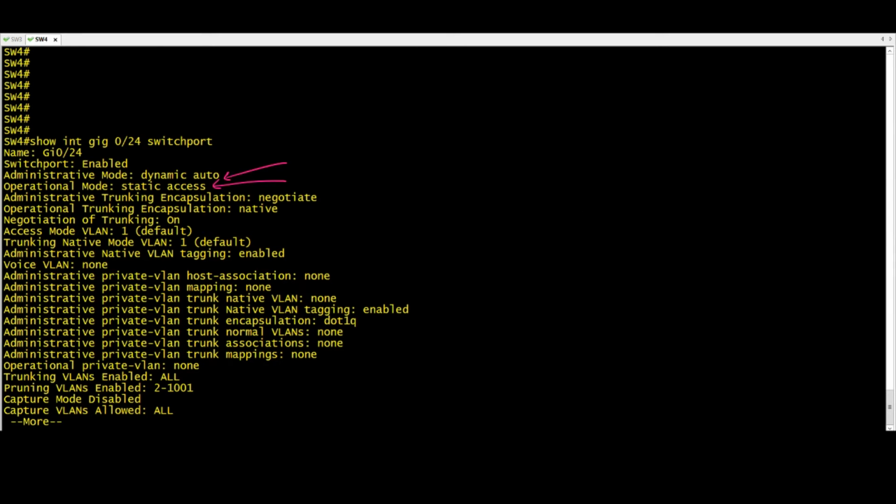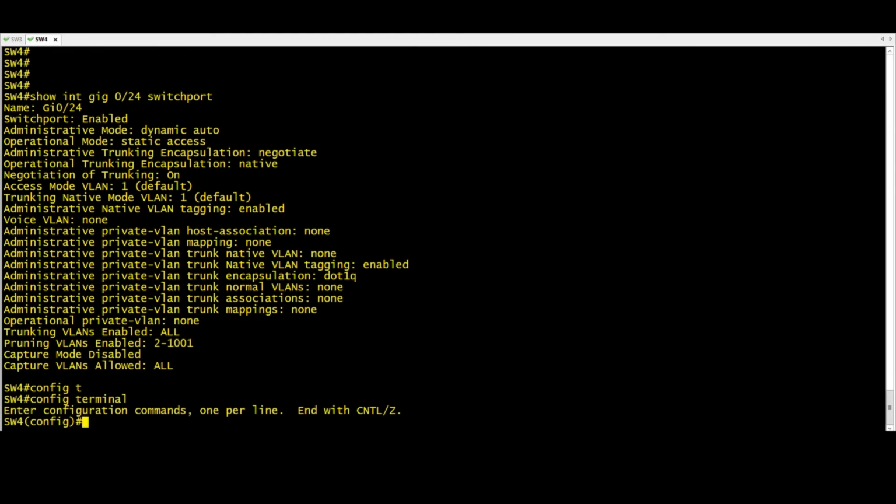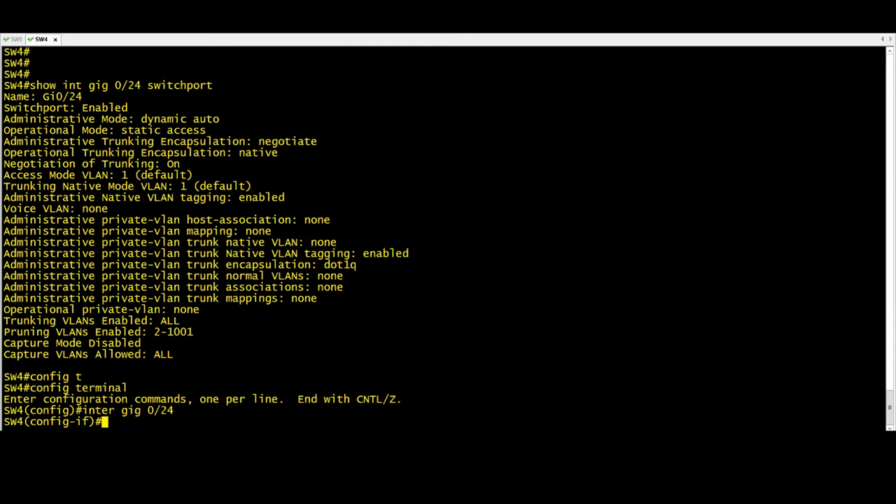So let's go ahead and on one of these switches, let's say switch 4 because we're here now, set it up as a static trunk. So the way we do that is we need to navigate to the interface configuration. So we're going to go into the global configuration, specify the interface we're interested in, and it shows us we're now in the config-if state, which is the interface configuration.